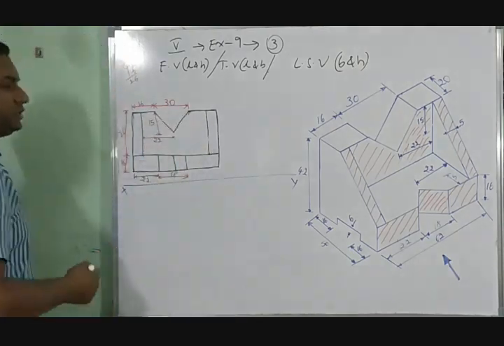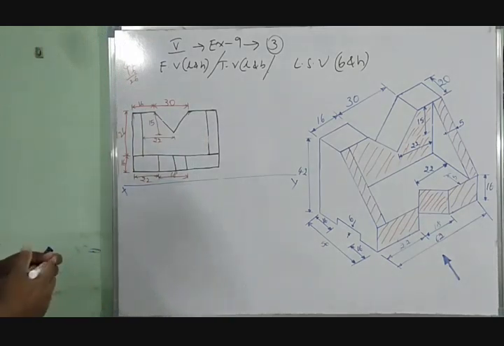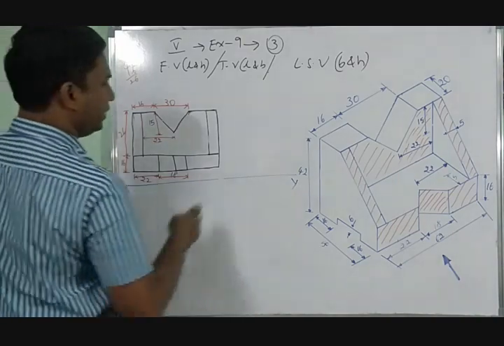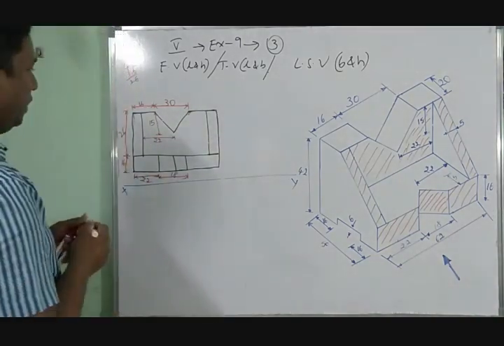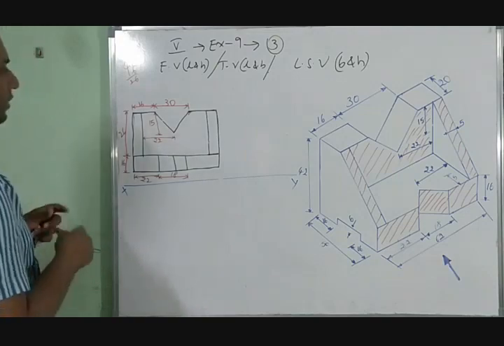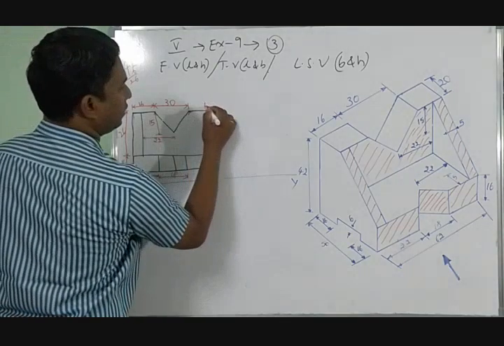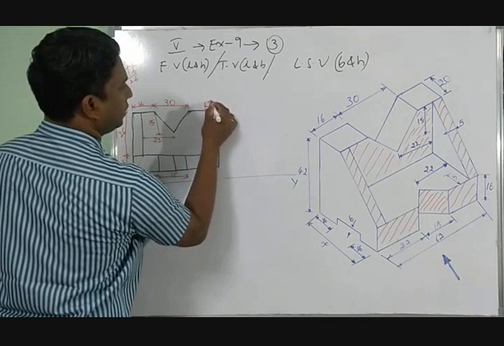Join that and join this. That will form an inverted triangle in the front view. Hope you all understand whatever we have covered in the front view. Now if you want to show the width of the web, you can show it here. Width of the web as 5.